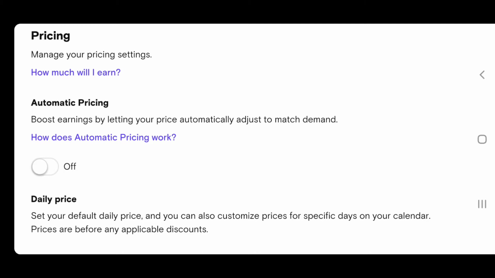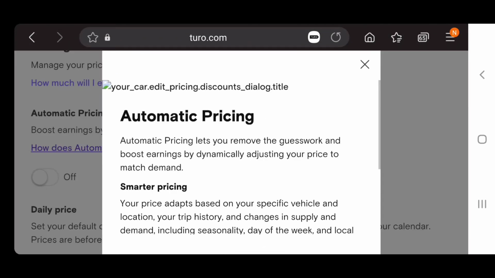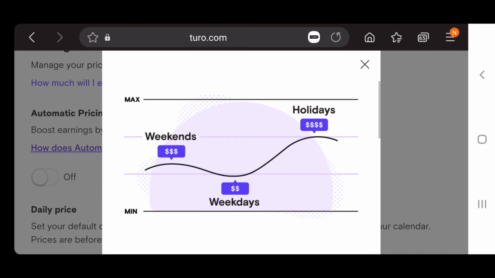But this video is for anyone that just wants to learn the feature about how to use Turo's dynamic structure and how to find the correct price, because that can be hard. Sometimes you might be renting your car too low, maybe it's too high. So automatic pricing, what it does is this. Let me actually go right into the exact explanation. Right here, automatic pricing. See right here, it shows weekends, holidays, and weekdays. See how this fluctuates and goes up and down? Because it matches the demand.